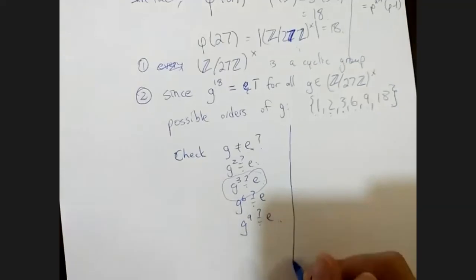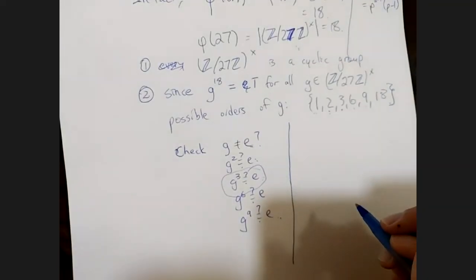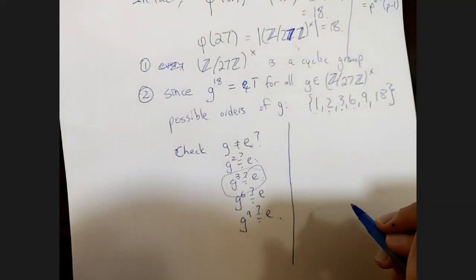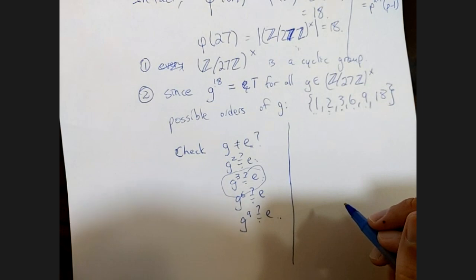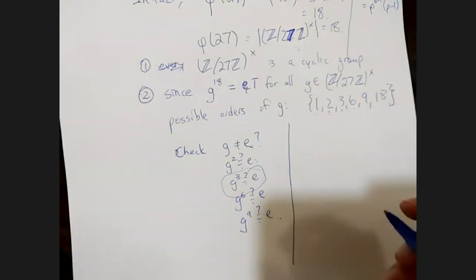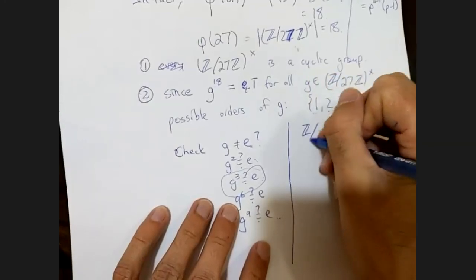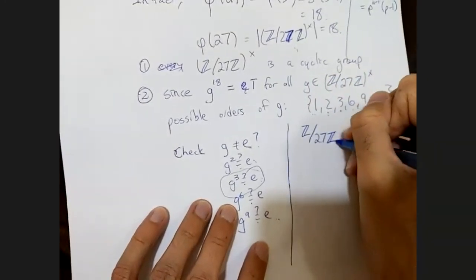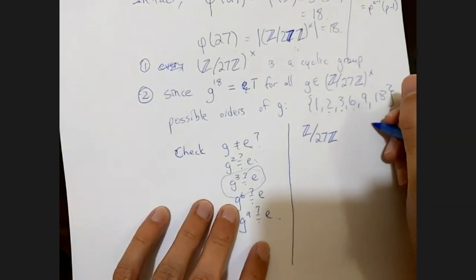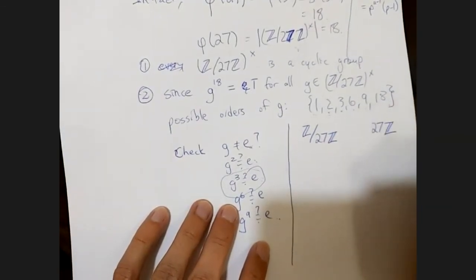Excuse me, yeah, I have a question. What is the difference between Z/27Z and 27Z? Okay, let me try and write down your question. So we have Z/27Z, and then you also have 27Z. These two things? Yes, sir.